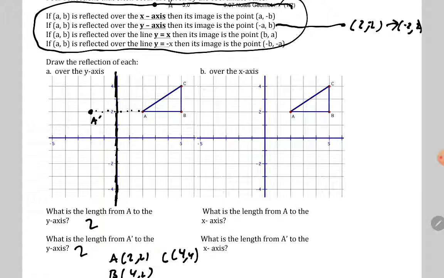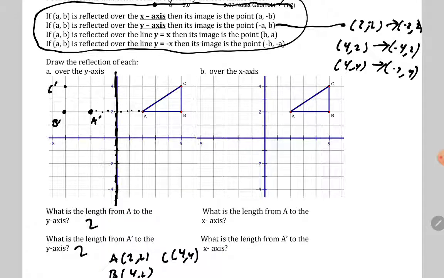So B, I have 4, 2. That becomes negative 4, 2. And then C, 4, 4, becomes negative 4, 4. So what I did off to the side, you can do it algebraically, like that. Or you can understand that they're the same distance and you're just flipping it over like a pancake, or a triangular pancake.